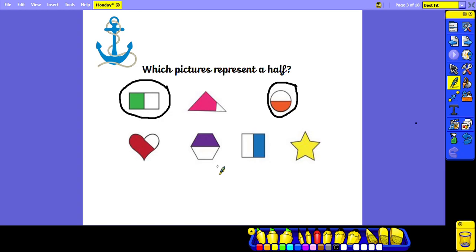With the hexagon, we've got 2 parts which are equal, and the same with the square. But finally here with the star, that's just a whole. It's not been split into any parts.